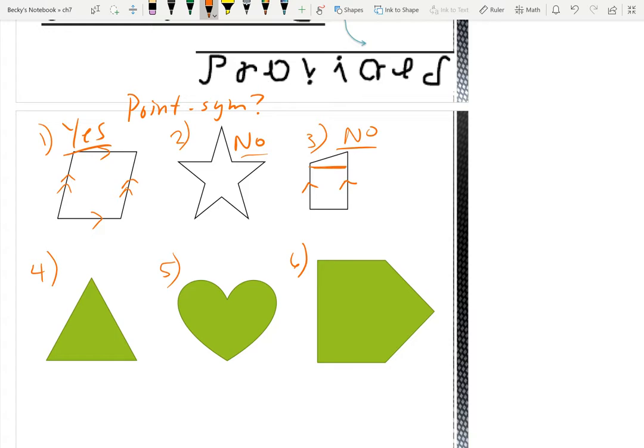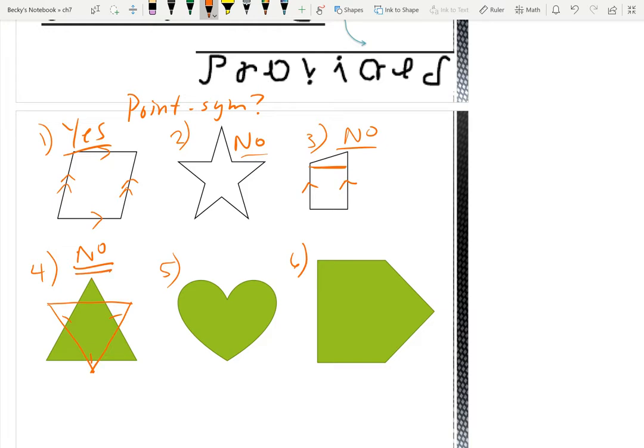All right, what about a triangle? Let's just say these sides are all the same. If they're all the same, is it going to work? What do you think? Well, if you rotate it, it's actually going to look like that. This point goes down to the bottom. So this again is no.